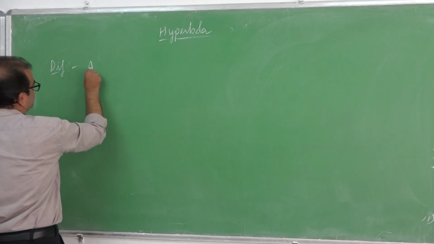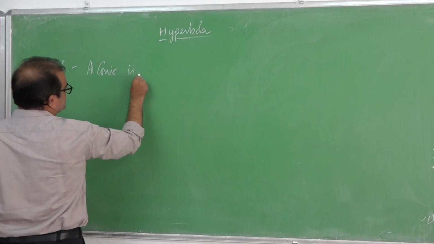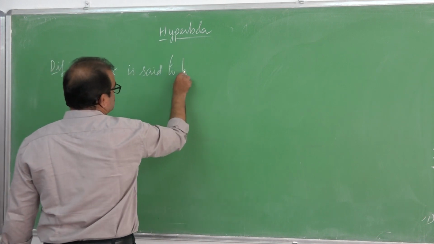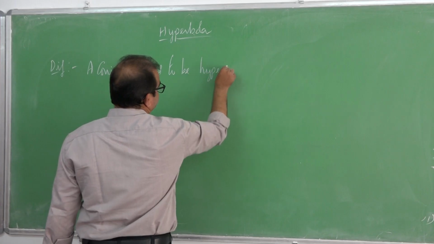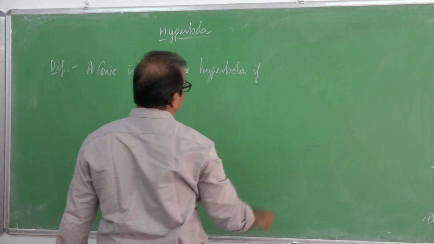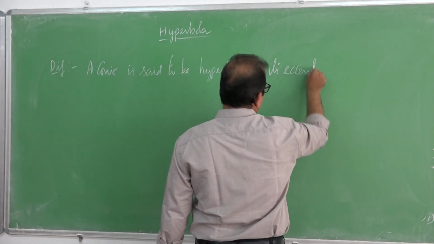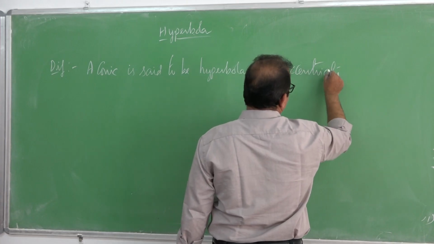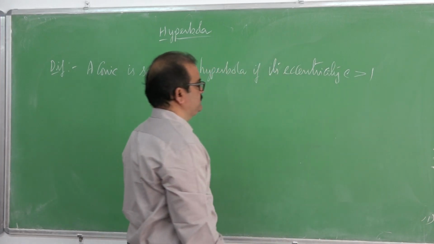A conic is said to be hyperbola if its eccentricity E is greater than 1.